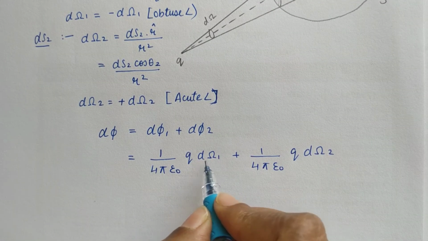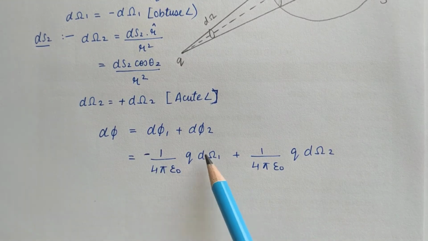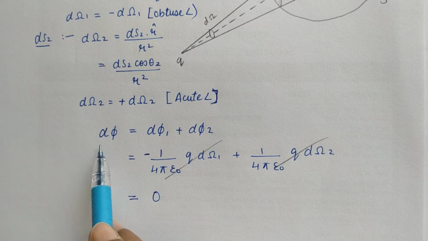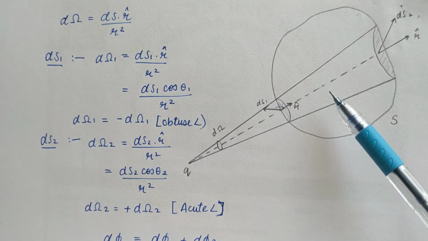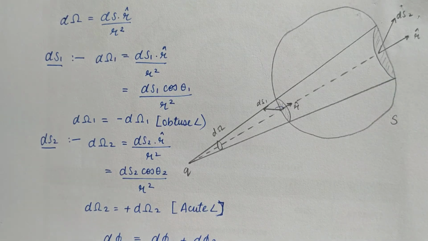And we had taken d phi 1 as negative, so we will add a negative sign here. So they will cross each other and we will get 0. We are getting the net flux 0. If q is positive, then flux through ds1 is inward flux, whereas for ds2 it would be outward flux. But the algebraic sum of their contribution to the net outward flux is 0. This holds for all the other elements.